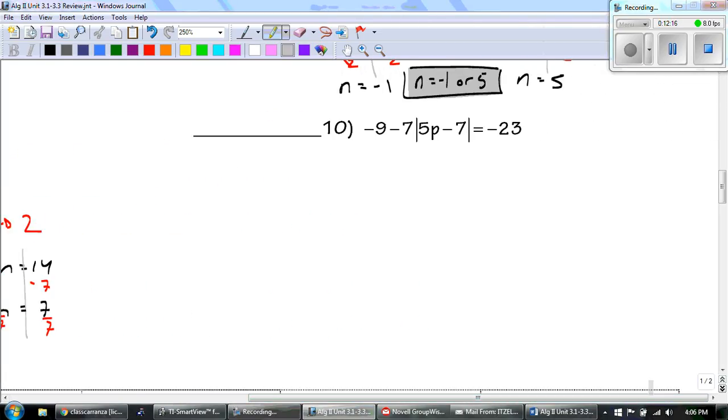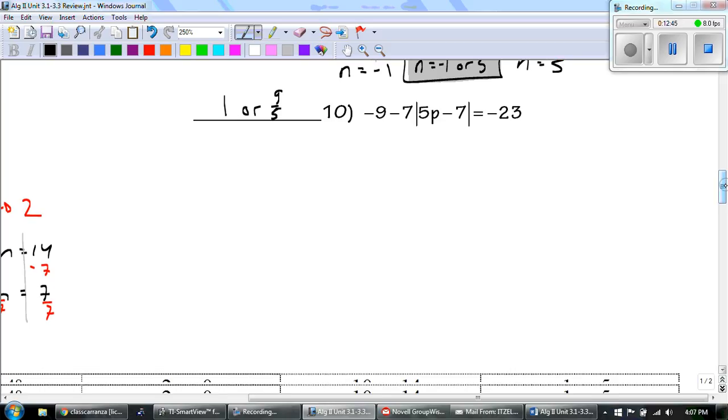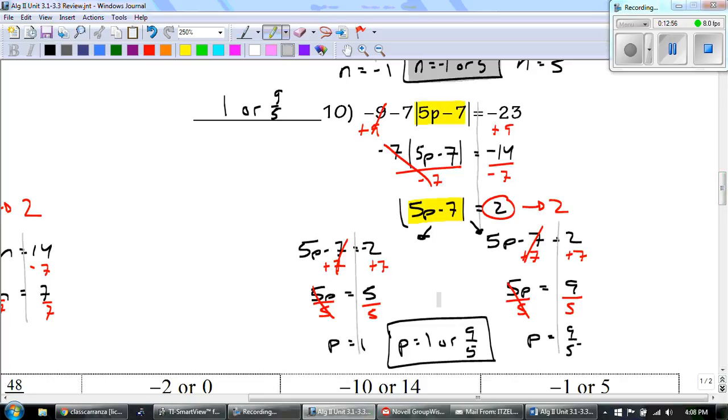All right, last one. Now, you cannot do process of elimination and say, well, I've used all of the answers except for 1 or 9 over 5. Haha, they'll never know I didn't do it. Come on, your work's blank. Okay. Yes, process of elimination, that's the answer, but prove it. You are all on your own. Pause the video. Good luck. Okay, so then you get p equals 1 or 9 over 5.